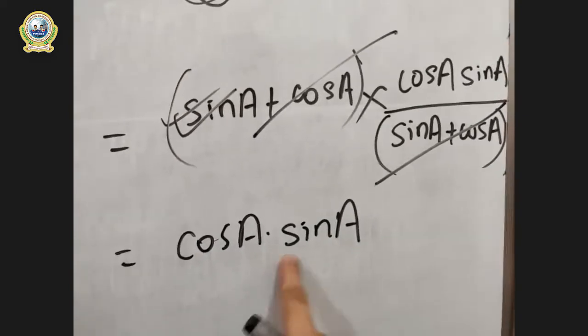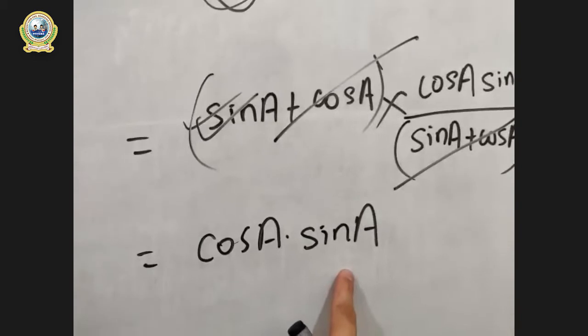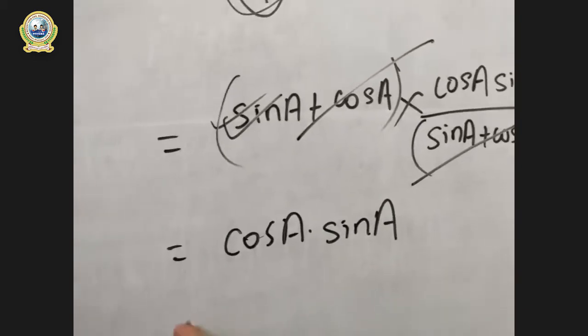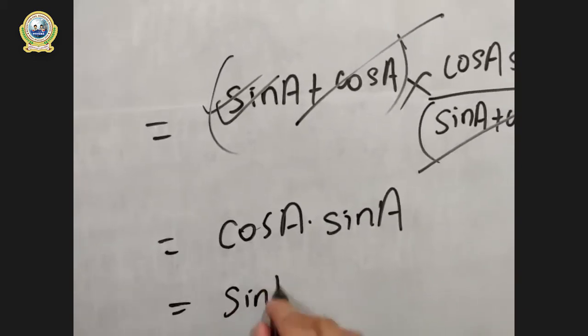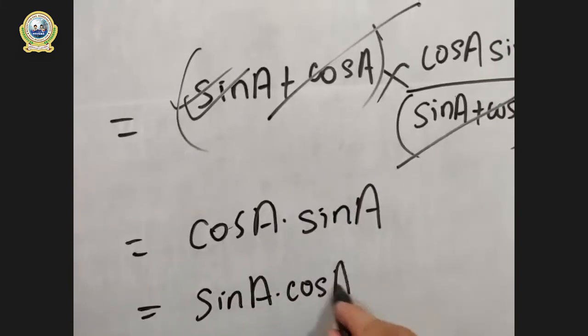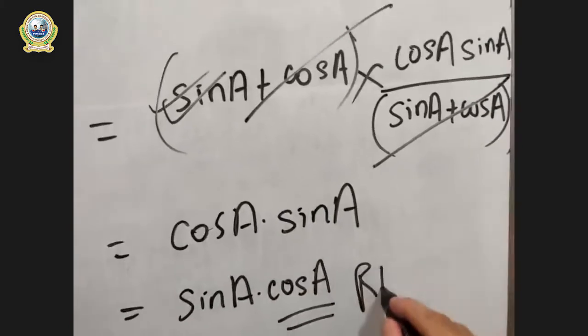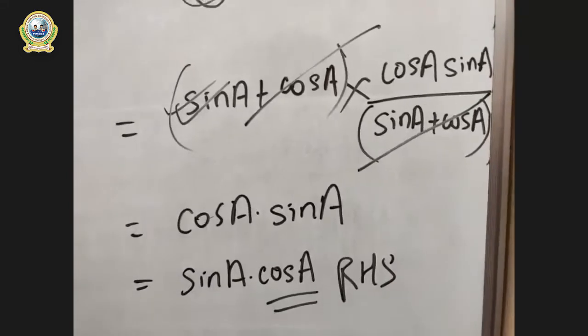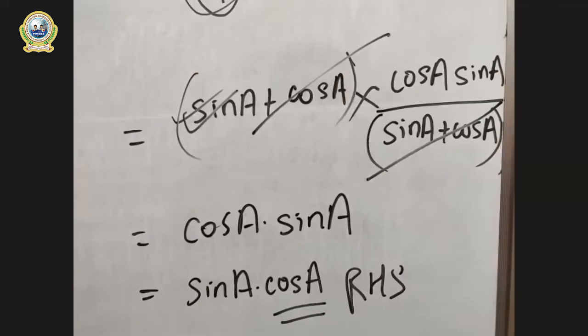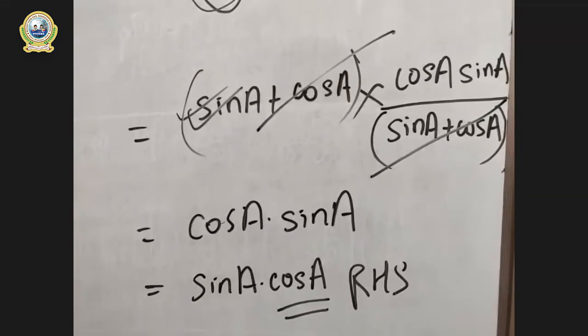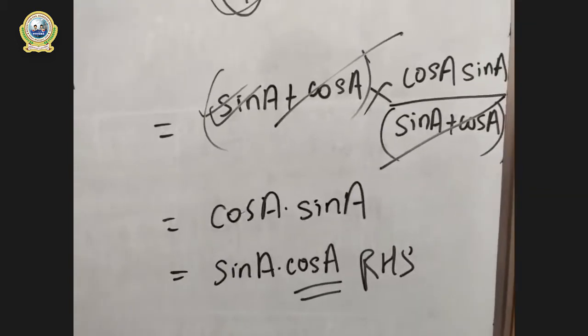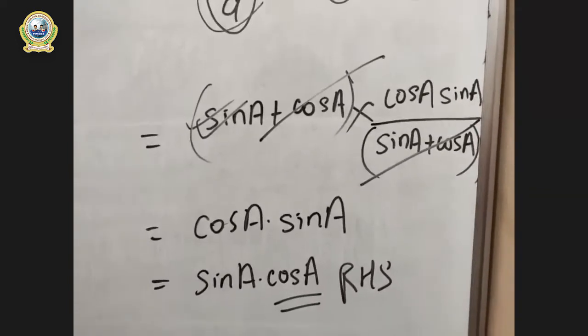So in multiply, we can exchange the ratios. So it will be like this: sin A dot cos A. This is our right hand side. Are you clear? If there is any kind of problem, you can tell me in chat, okay? So this is our solution.